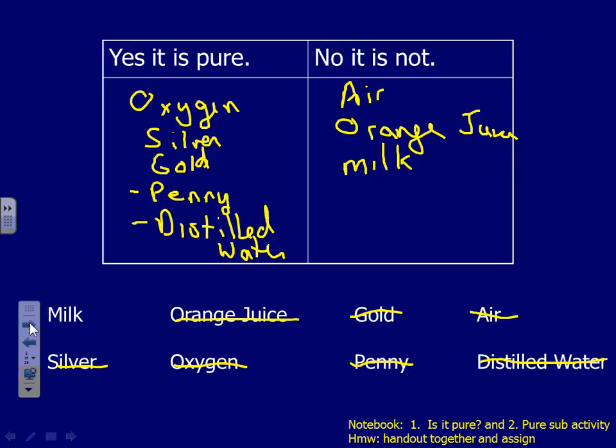You know how you can get 2% milk, right? That's 2% milk fat. So there's all kinds of stuff in there. Now, they do make it get all mixed up so it looks like it's almost a solution, but it's not. Excellent. Good job.